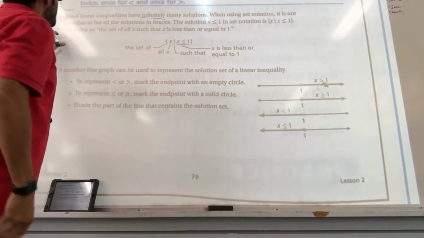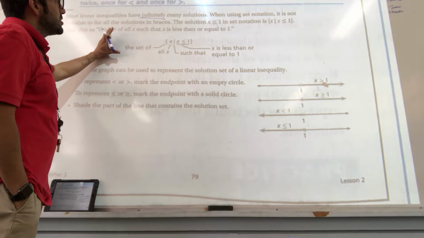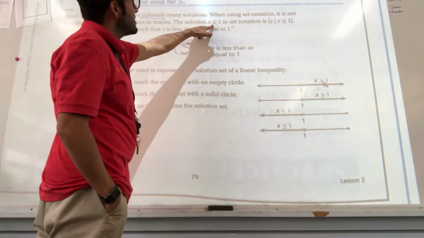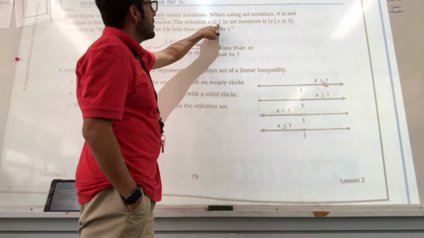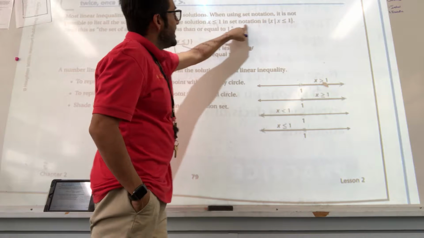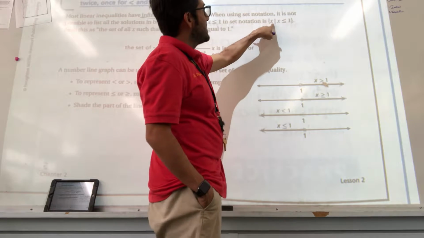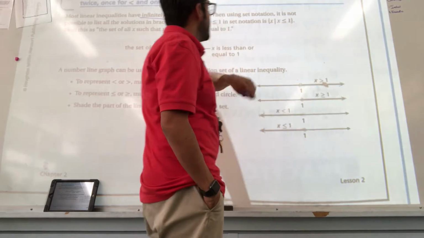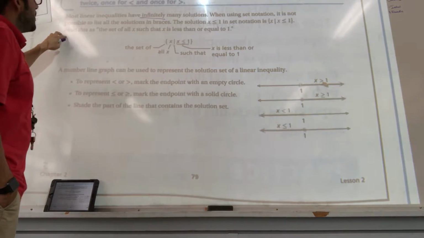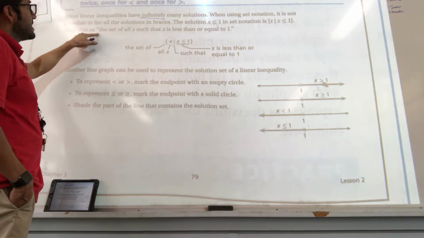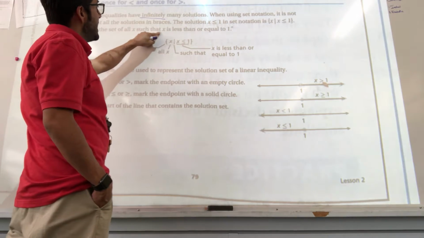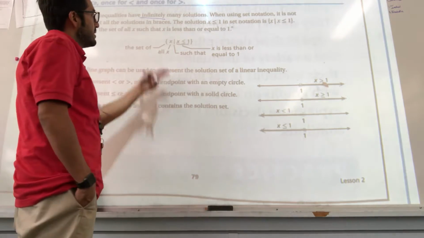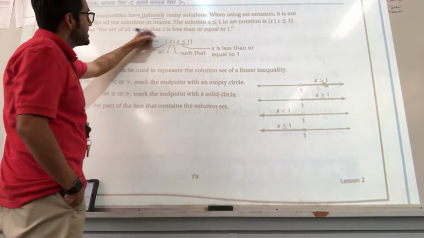What it's going to do is list all of the solutions in braces, okay? So the solution x is less than or equal to 1 in set notation is for all quantities of x such that x is less than or equal to 1, and then you close it in the braces. This is how you read it: the set of all x such that x is less than or equal to 1. That's the way you would say that. Okay? And here's what it looks like.